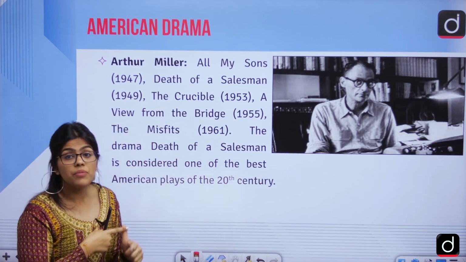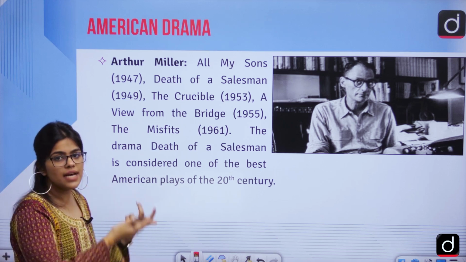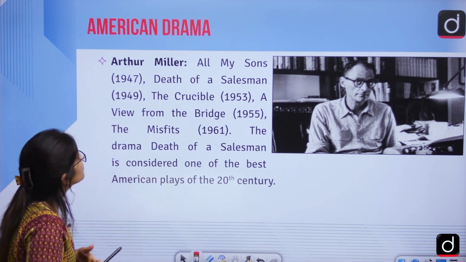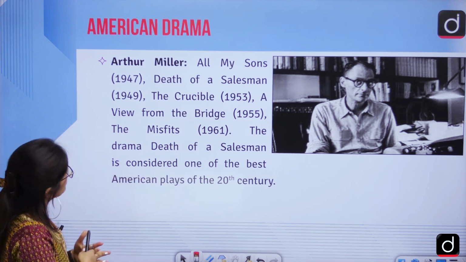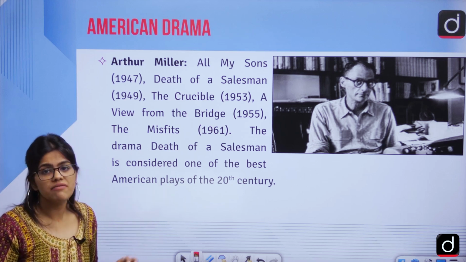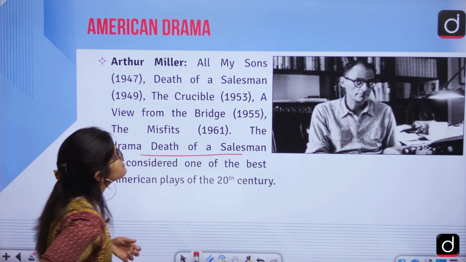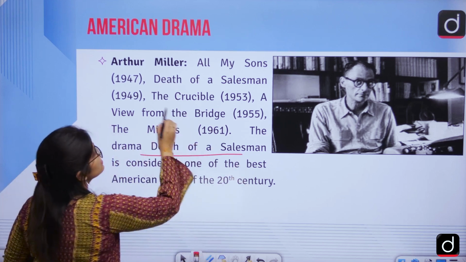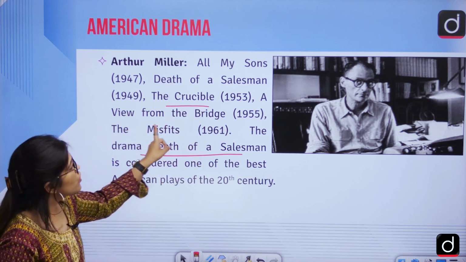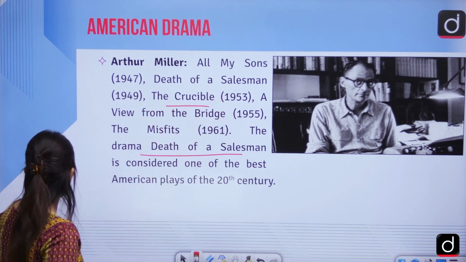Then you have Arthur Miller, someone who is very important in our American literature. And this is, again, drama only, but there is the poetry section also in American literature. When it comes to Arthur Miller, all the texts are very important. I have seen that they keep on asking questions from Death of a Salesman. They keep on asking questions from The Crucible. And of course, All My Sons is also very important, and I want you to learn the dates as well, because again the chronology is very important.